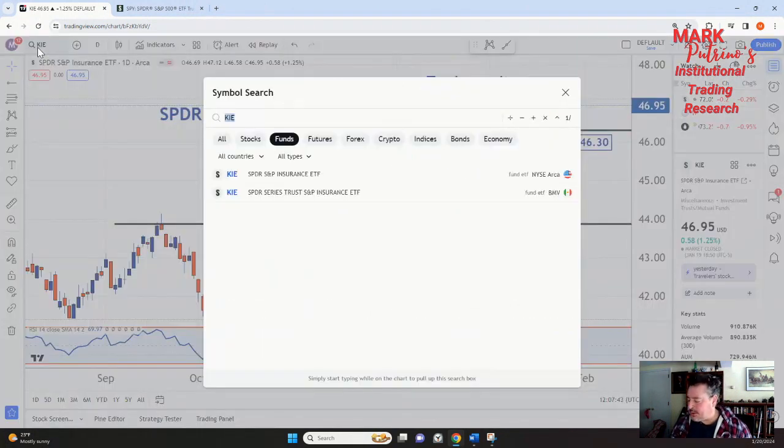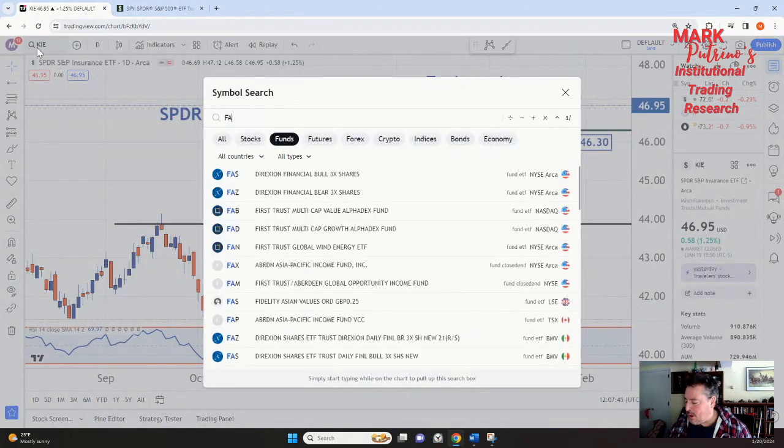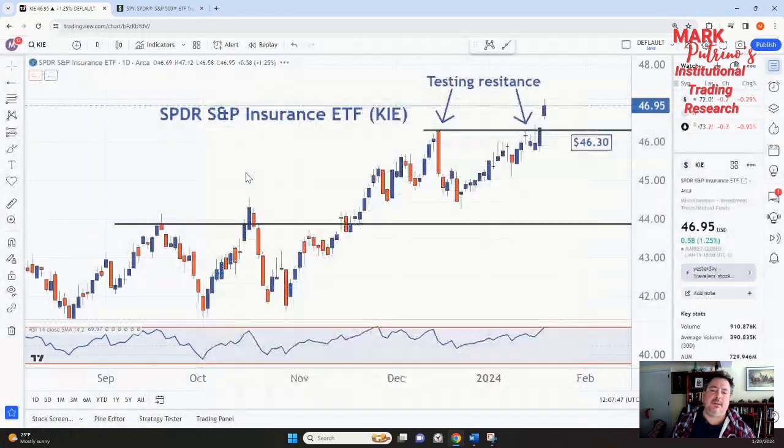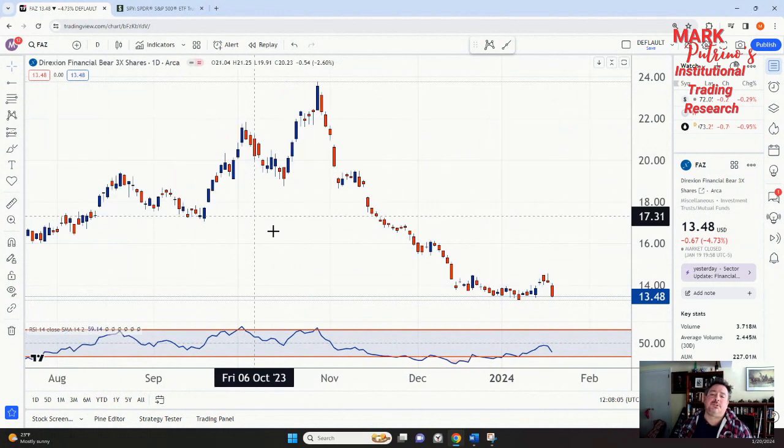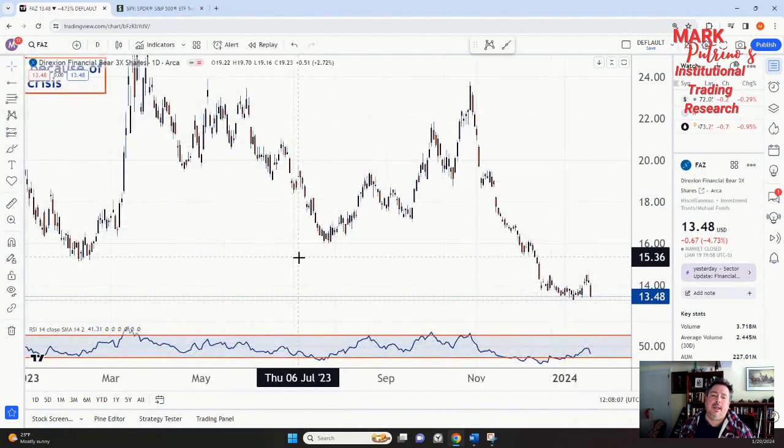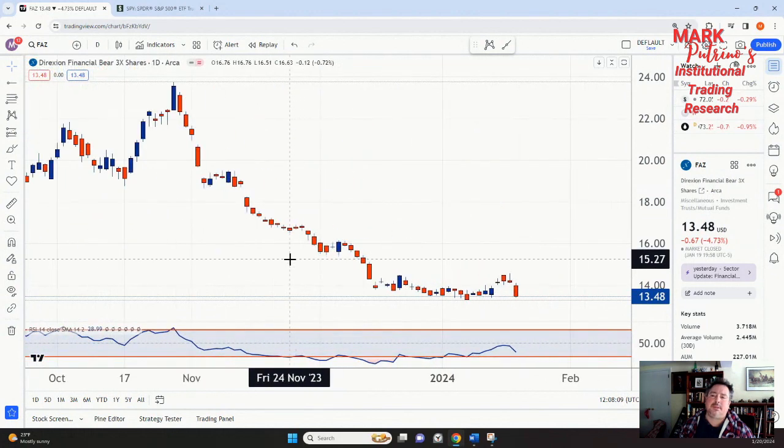If financials really do start to go lower, we can look at this FAZ, F-A-Z, the Direxion Bear 3X ETF. This is designed to move 3 times in the opposite direction of the financial sector. So if the financial sector starts going down, this is going to go up by 3 times as much on a rough percentage basis. But be careful, because obviously leverage is a great thing when it's going your way, but when it's not going your way, it's not such a great thing.